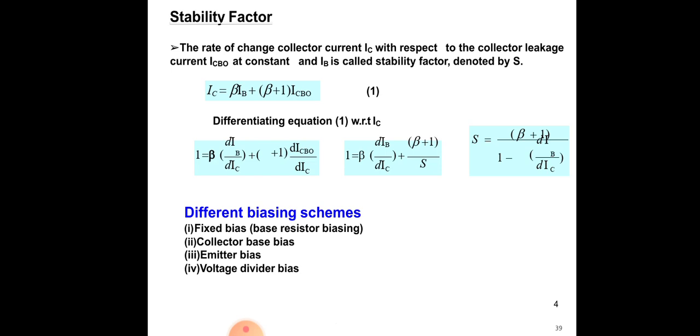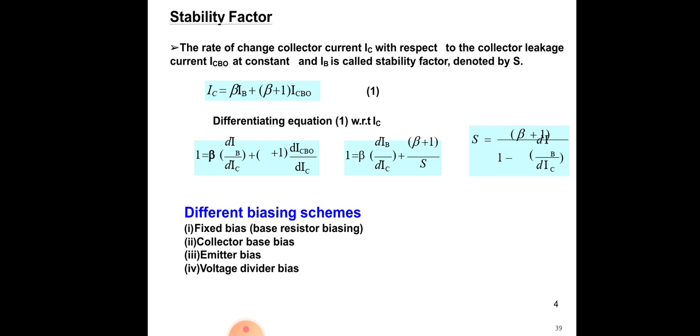The rate of change of collector current IC with respect to the collector leakage current ICBO at constant IB is called the stability factor, denoted by S. So this is the collector current equation: IC is equal to beta times IB plus (1 plus beta) into ICBO. Differentiating the equation with respect to IC, you will get S is equal to (1 plus beta) by 1 minus beta times dIB by dIC.